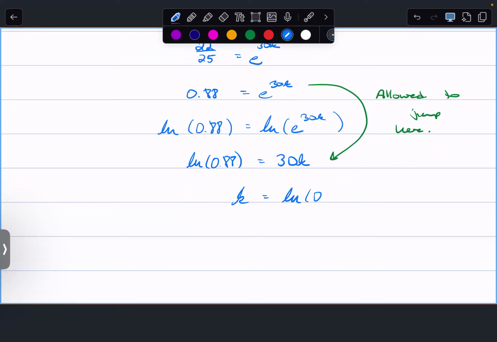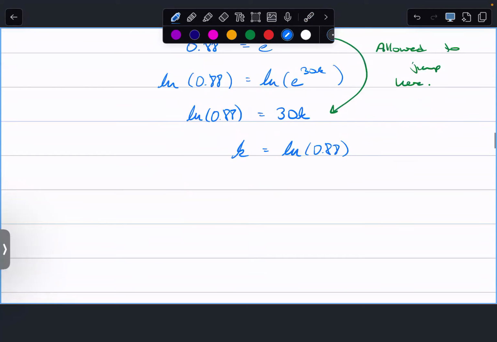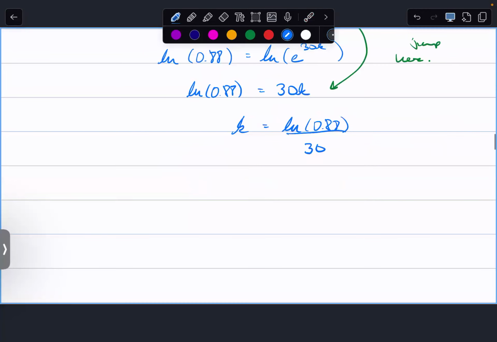k is the natural log of 0.88 divided by 30. Log of that guy divided by 30. I get a small k of negative point, scientific notation, 1, 2, 4, 1, 2, 3, good, 2, 6, 1, 1, 1, 2, 3, 8, 4. It's a compulsion.